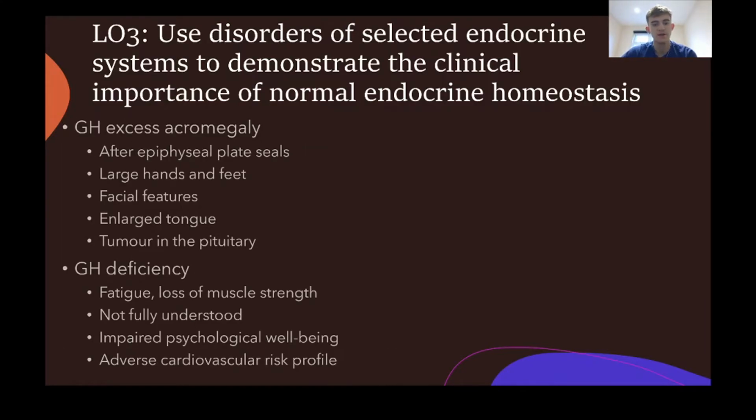On the other side, if growth hormone excess happens after the epiphyseal plate seals, we have this acromegaly in adults, and that can result in large hands and feet, facial features, and enlarged tongue, and again, a benign tumor is usually the cause. The deficiency in adults isn't well understood, but we see fatigue, loss of muscle strength, impaired psychological well-being, and adverse cardiovascular risk.